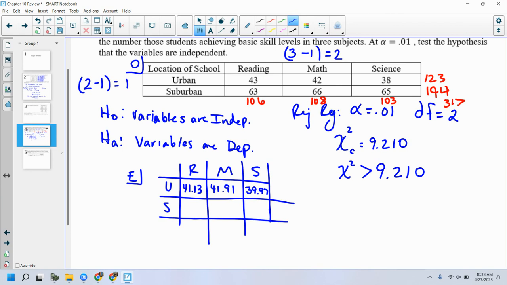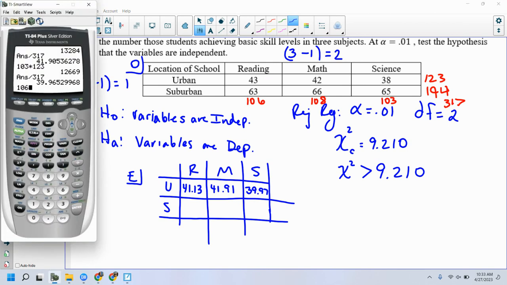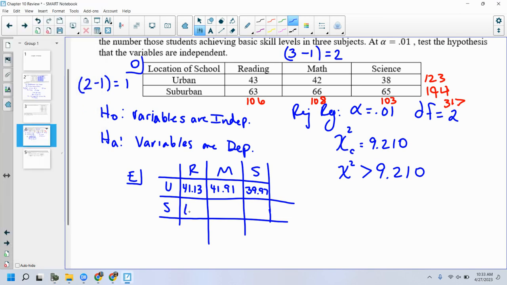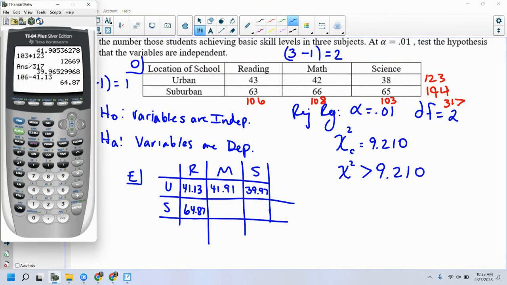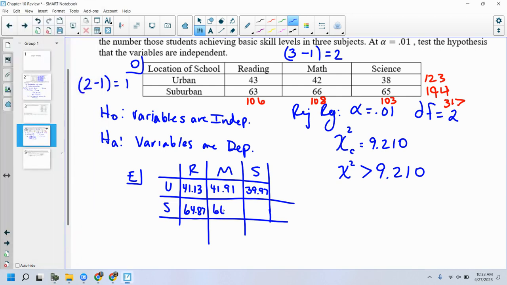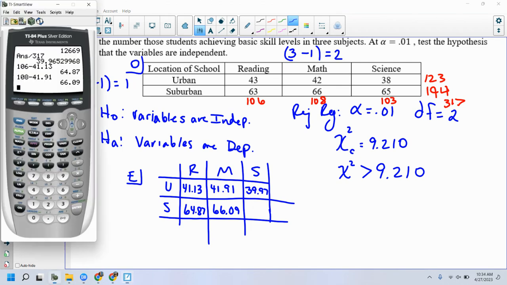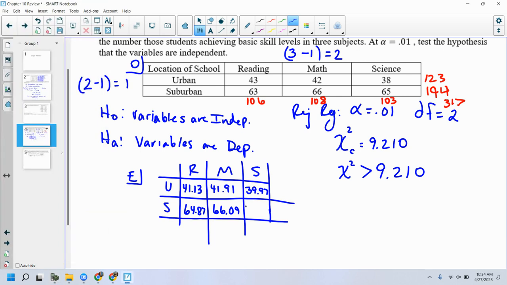Okay, so it should total 106, right? 106 minus 41.13 is 64.87. And then this is a 108. 108 minus 41.91 is 66.09. And I've got 103. 103 minus 39.97 is 63.03.